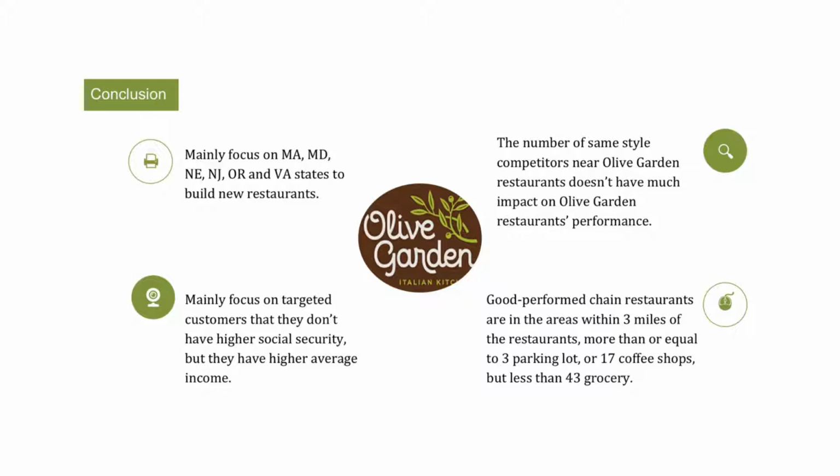Last but not least, good performing chain restaurants are in areas within 3 miles of the restaurants with more than or equal to 3 parking lots, or 17 coffee shops, but less than 43 grocery stores. Olive Garden restaurants should locate more in these kinds of areas.